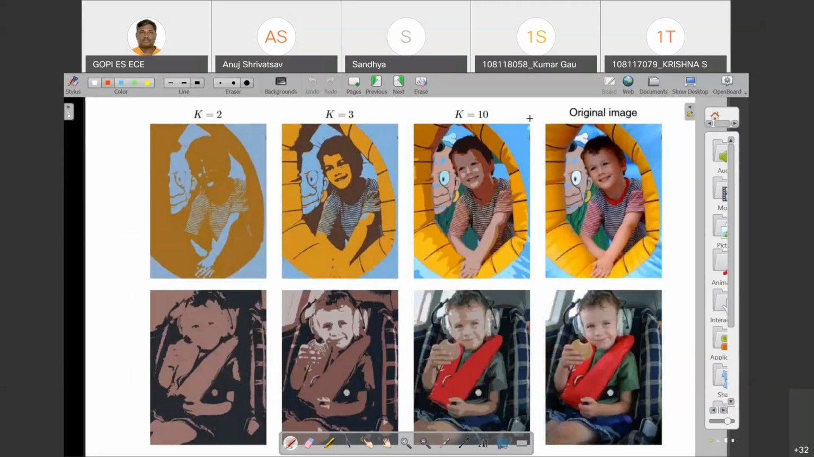Okay, so let us consider this example. This example will give you better clarity on the k-means algorithm. Here each pixel has red, green, and blue combinations, and that is what gives you a particular color. For example, this is the original image. Every pixel has red, green, and blue, so each pixel is described by three elements.